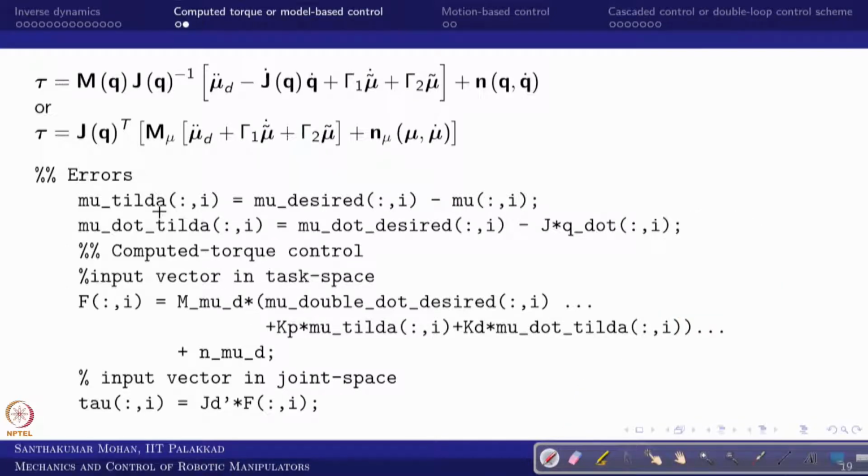So you can see the mu tilde. We have calculated the error. Mu tilde is mu desired minus mu, and mu dot tilde is mu dot desired minus J into q dot. This is nothing but mu dot, right? So then the computed torque control we have used is in the task space. We can calculate EF, and then based on EF we can convert it into tau.